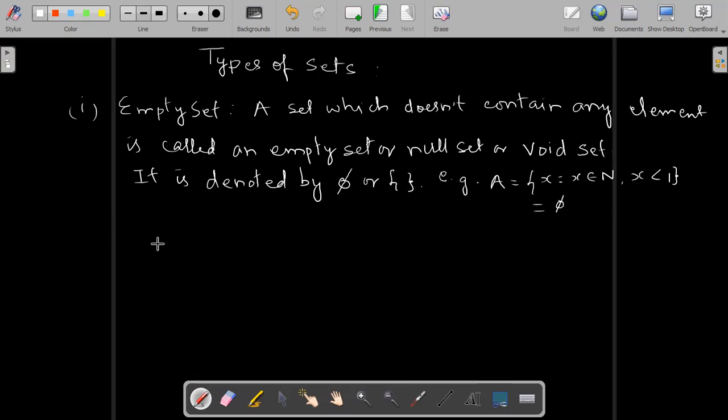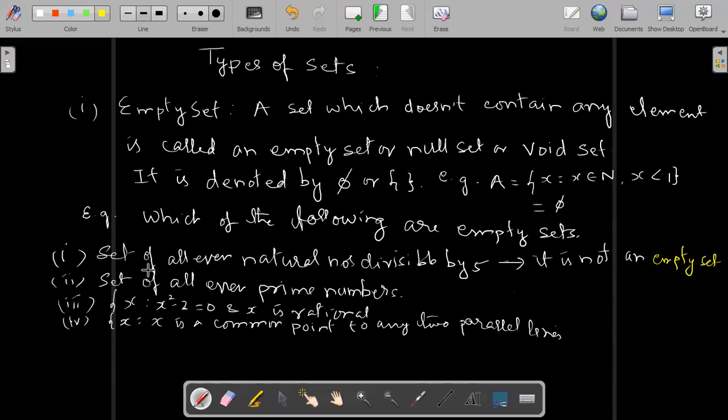Now we are taking one extra question for understanding better. Which of the following sets are empty sets? We have to find out which of the following sets are empty. The set of all even natural numbers divisible by 5. 10 is divisible by 5. Many natural numbers are divisible by 5, so it is not an empty set.